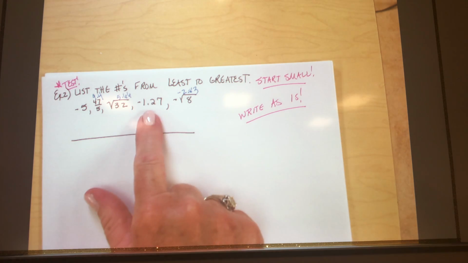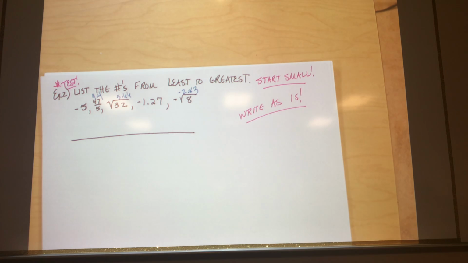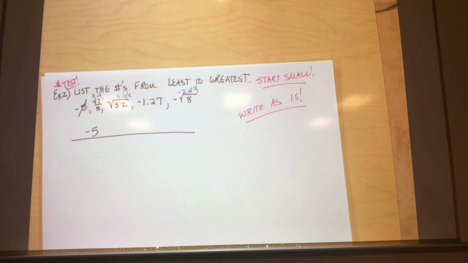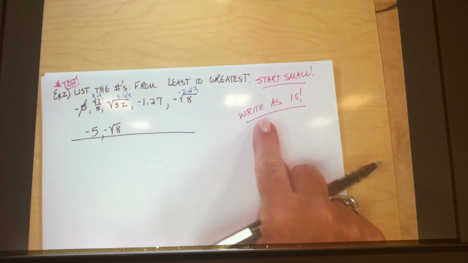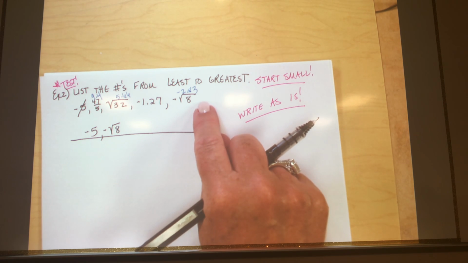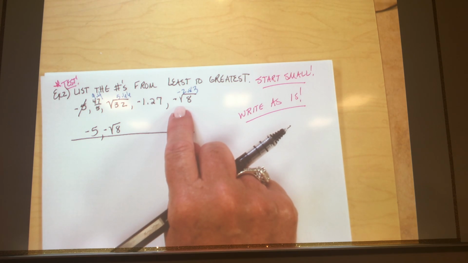So now I'll look at it and I'll start small. What's my smallest? Negative 5. So I'm going to write negative 5 down and then we'll mark it out. If I've used it, it's out of the game. Now, what's the next smallest? Negative 2.83. What do we have to write down? Negative square root of 8. That's what I mean by write as is. Were you given negative 2.83? No, so don't write it. There is no negative 2.83 in this problem. You see what I'm saying?